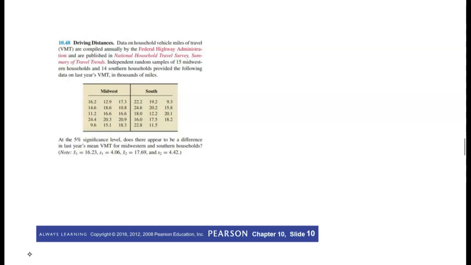So let's get our hypothesis up first. Our hypothesis, again, as I stated before, is simply mu1 equals mu2. I'm going to call this Midwest 1 and the South 2. It does not matter which one you call 1 and which one you call 2, as long as you remain consistent through your problem. Now, for my alternative, we're looking for a difference. So that implies a two-tailed test, mu1 not equal to mu2.